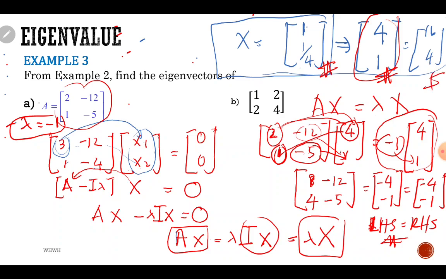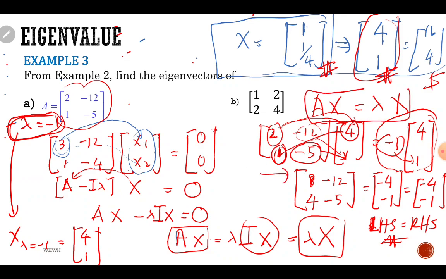So the answer for A is our lambda is equals to -1. And our eigenvector for lambda equals to -1 is equals to, saya pilih 4, 1. Kalau you nak letak yang lain pun it's fine, and I've shown this, it satisfy dia punya equation ni, it satisfy AX equals to lambda X.